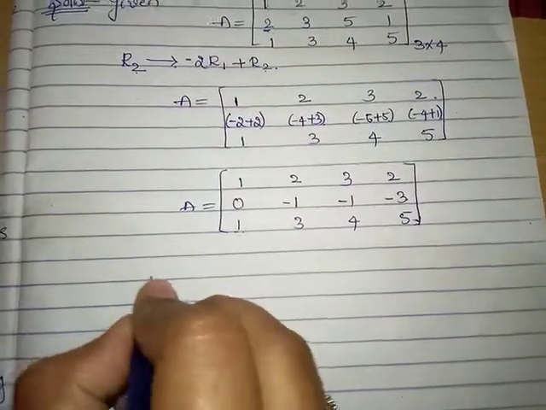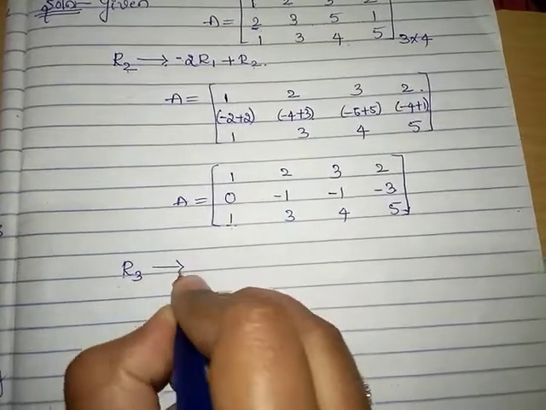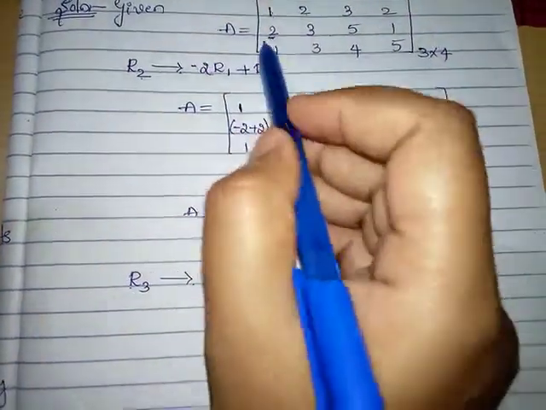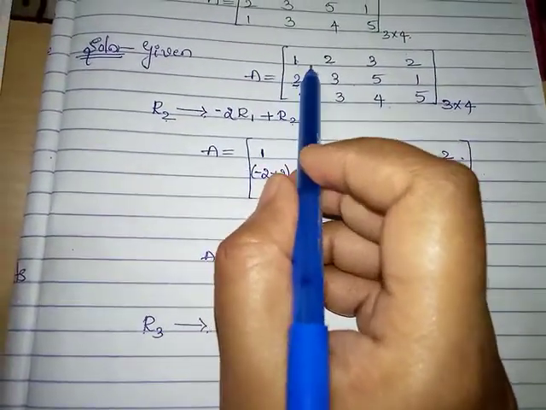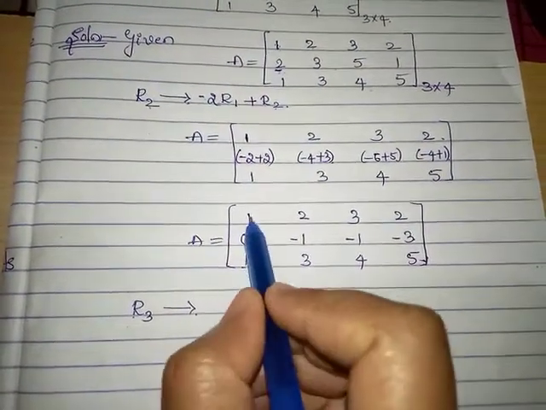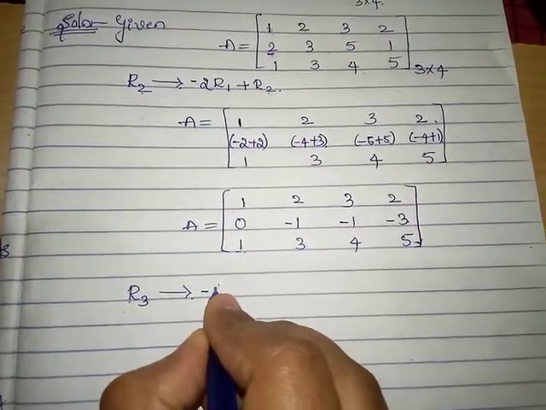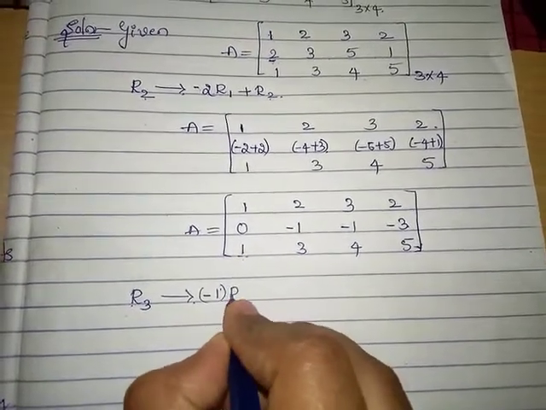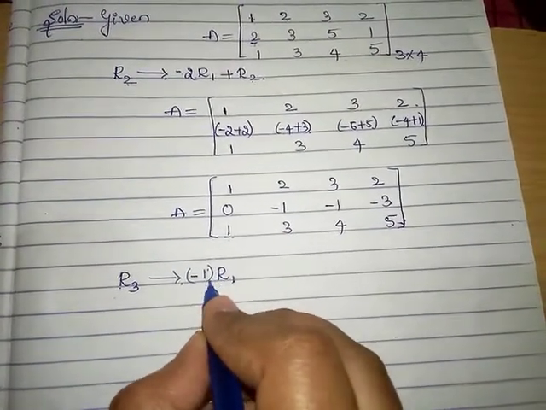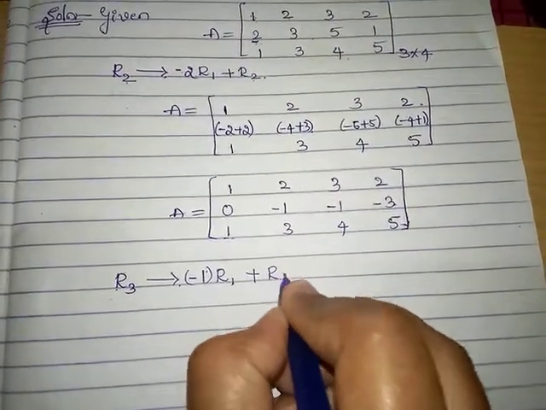For that I will apply transformations for R3. R3 changes to, here we have 1, here also 1 is there. In R2 we had 2, so we multiplied R1 by -2. But here R3 is also 1, R1 is also 1, so I will take only -1 into R1. Otherwise you can write only minus R1. Not a problem. Just to understand, I am writing this as -1 into R1 plus R3.